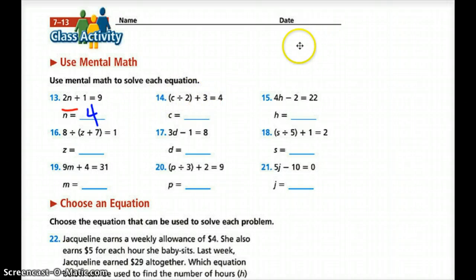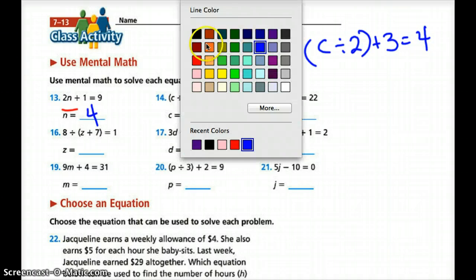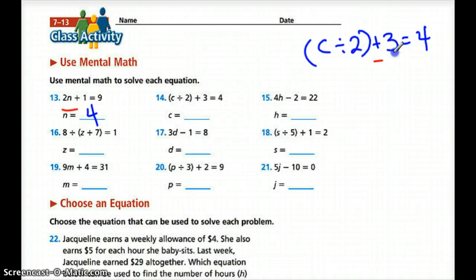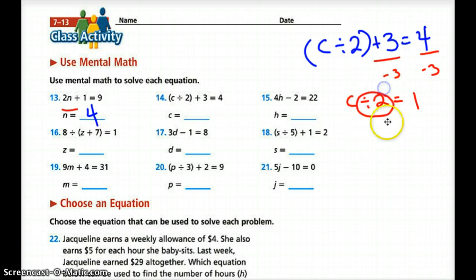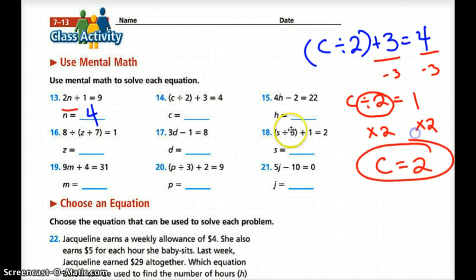Alright, let's look at number 14. C divided by 2 plus 3 equals 4. So I'm automatically going to start with the inverse operation, so that's subtract 3. So now I have C divided by 2 equals 1. Now opposite of dividing would be to multiply by 2. So 1 times 2 is 2, so C equals 2. Let's check. C, so 2 divided by 2 is 1. 1 plus 3 is 4. So yep, C is 2.